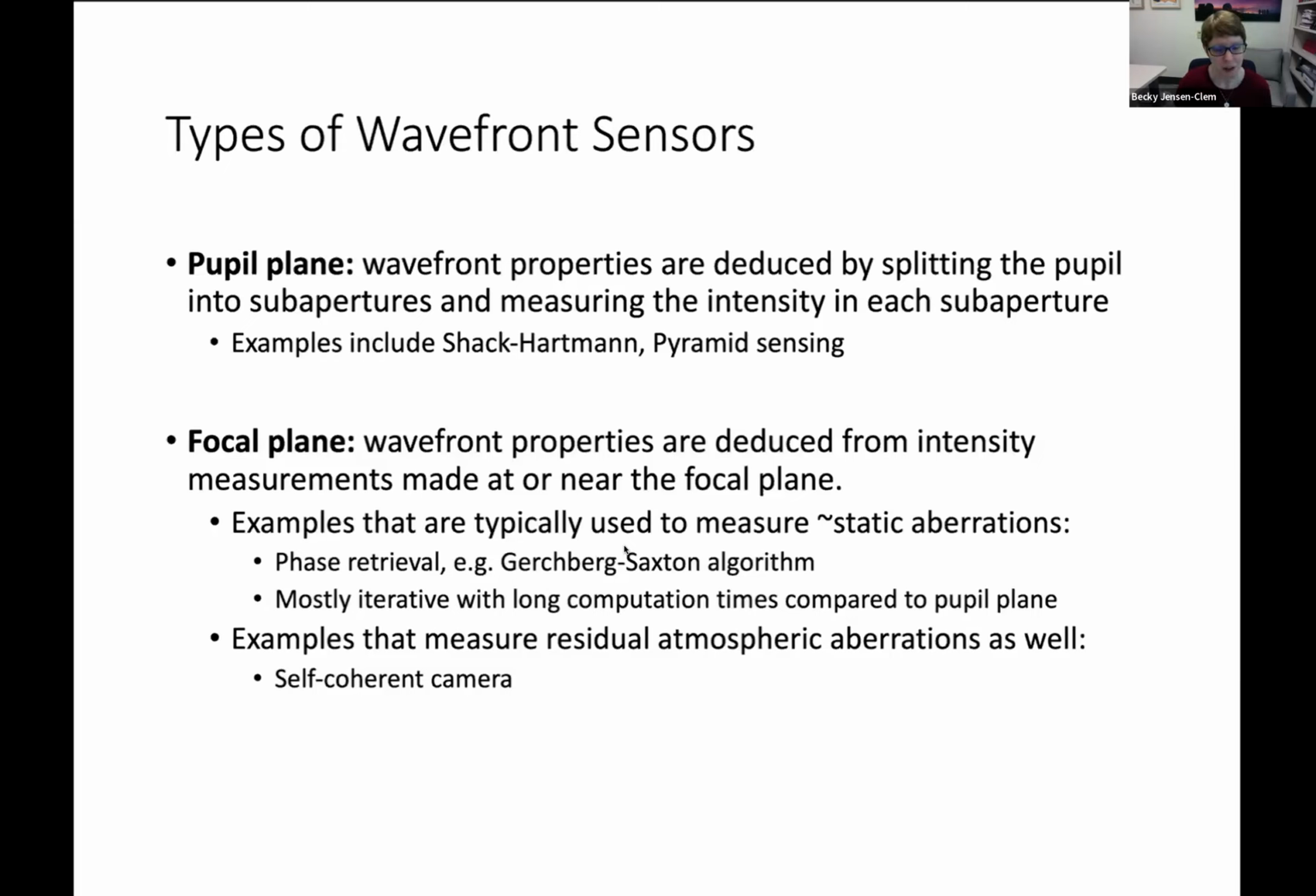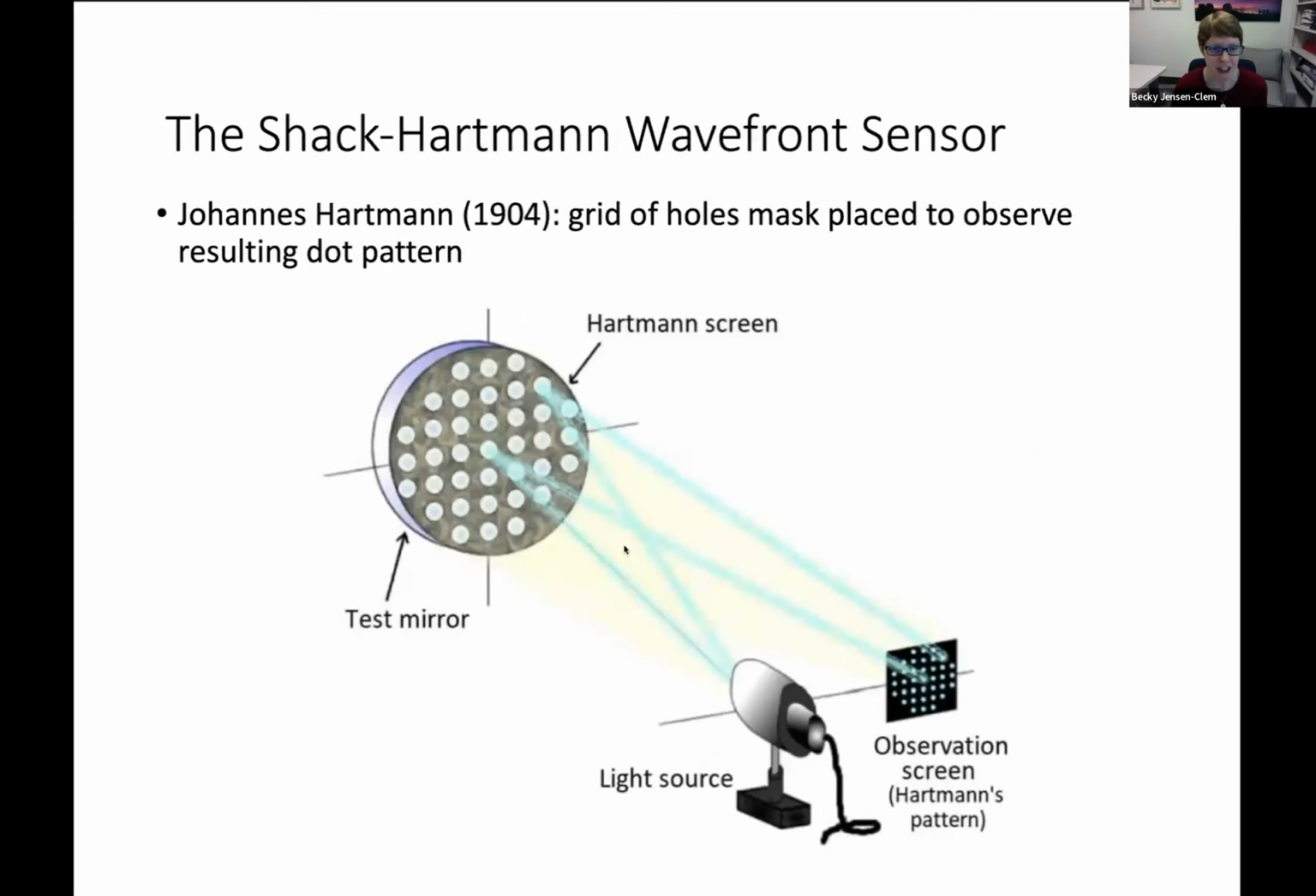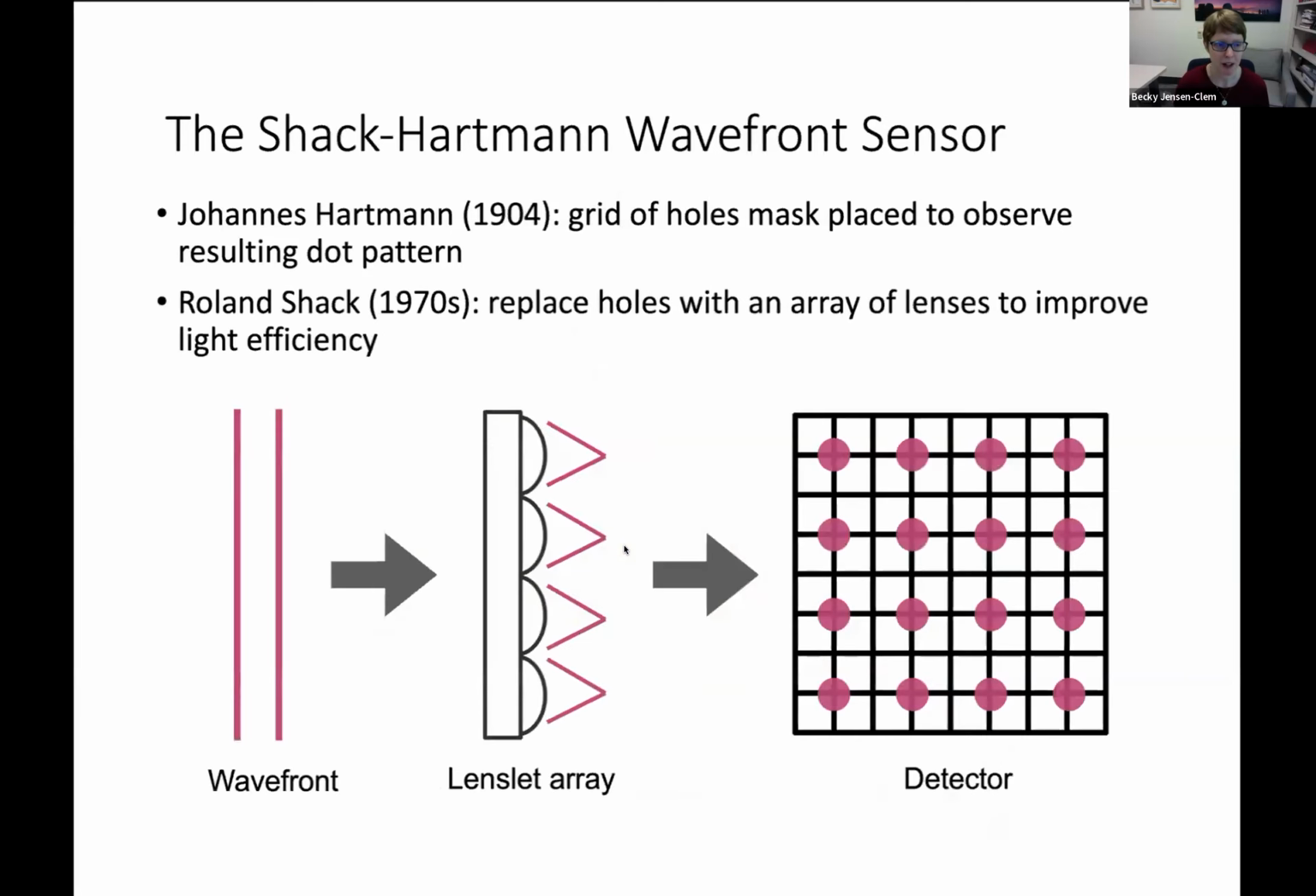So one of the most commonly used wavefront sensors on sky is the Shack-Hartmann wavefront sensor. So the Hartmann part of the Shack-Hartmann wavefront sensor was originally a test for measuring the quality of an optic by putting a grid of holes in front of that optic and then observing the effect in the far field. This was modified by Roland Shack in the 1970s, where instead of having that sort of screen with holes, now we have an array of lenslets. And this is a lot better when it comes to light efficiency.